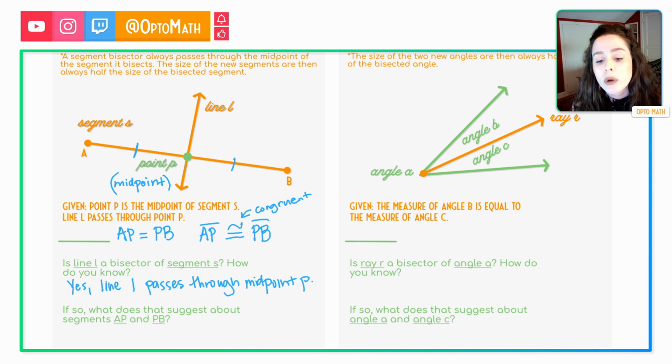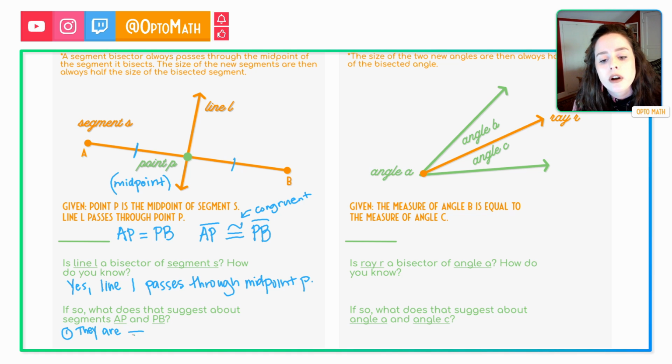Let's look at this second question. If line L is a bisector of segment S, which it is, what does that suggest about segments AP and PB? We'll look back up at this statement. The size of the new segments are then always half the size of the bisected segment. So there's two things we could say. One of them is just the fact that they're congruent. So one, they are congruent.